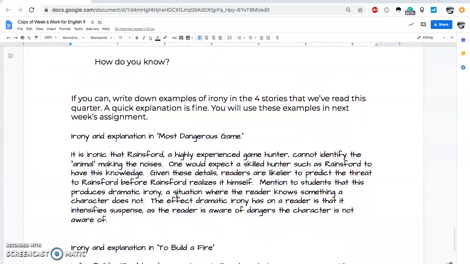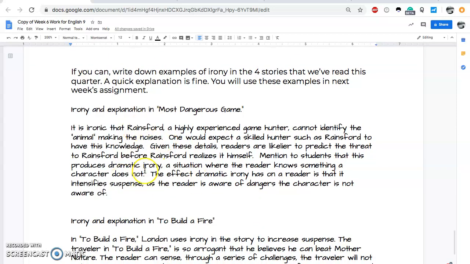Down here is where a lot of you guys said, "Ooh, I don't know." And so the directions are, if you can, write down examples of irony in the 4 stories that we've read this quarter. A quick explanation is fine. You'll see the examples in next week's assignment. So that is next week. You'll have another assignment about this.